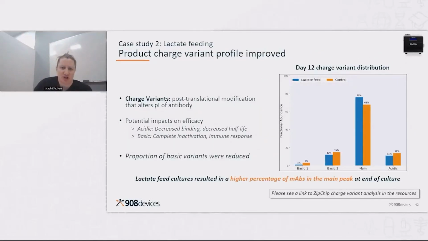In terms of the charge variance, we're seeing that same sort of shift away from the acidic and the basic species and moving towards that main peak species there. And again, that's exactly what we would want to see from having a more homogeneous charge variant profile.